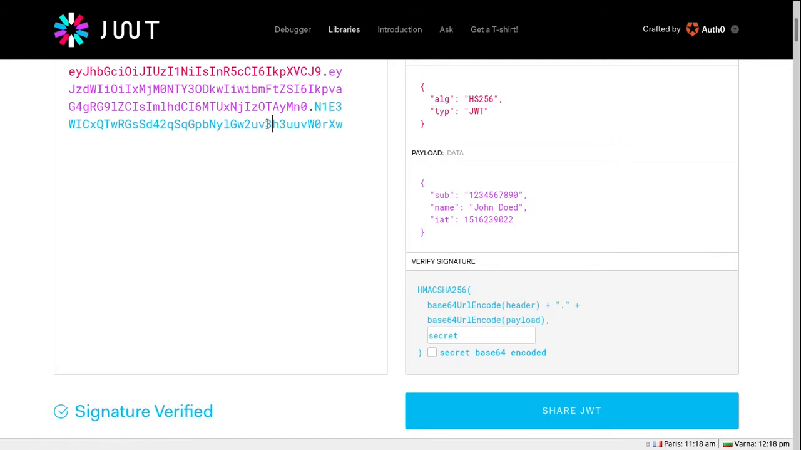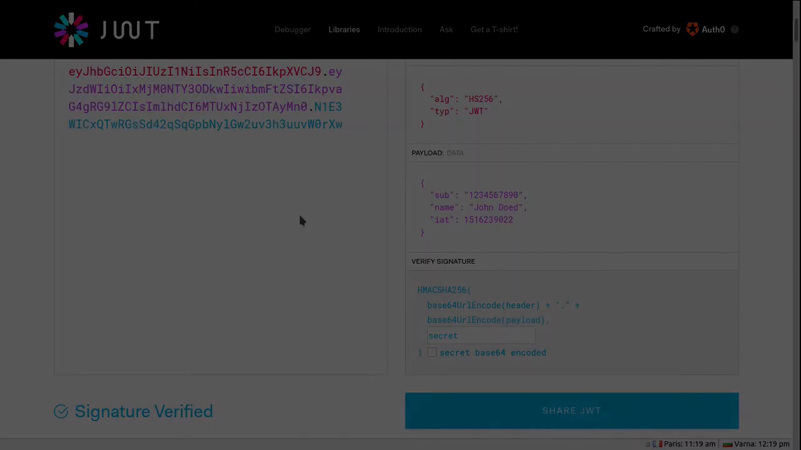The same is true if someone touches the bits of the signature: we see that automatically the signature is invalid. So let's take a look at the presentation now.